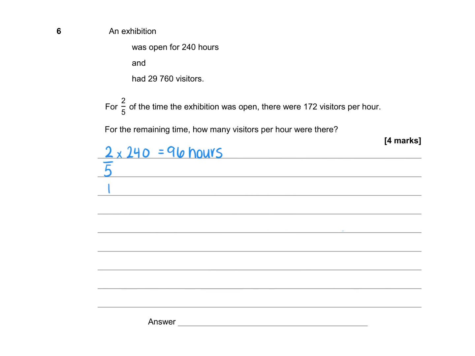So that kind of looks like a ratio, if you will. Depends on how you want to think about this. I would say for 1 hour, there was 172 visitors, but we want to find out about 96 hours. So we got to times that by, well, the 172 by 96. So in 96 hours, there must have been 16,512 visitors. Well, we know over the entire time the exhibition was open, there was 29,760 visitors.